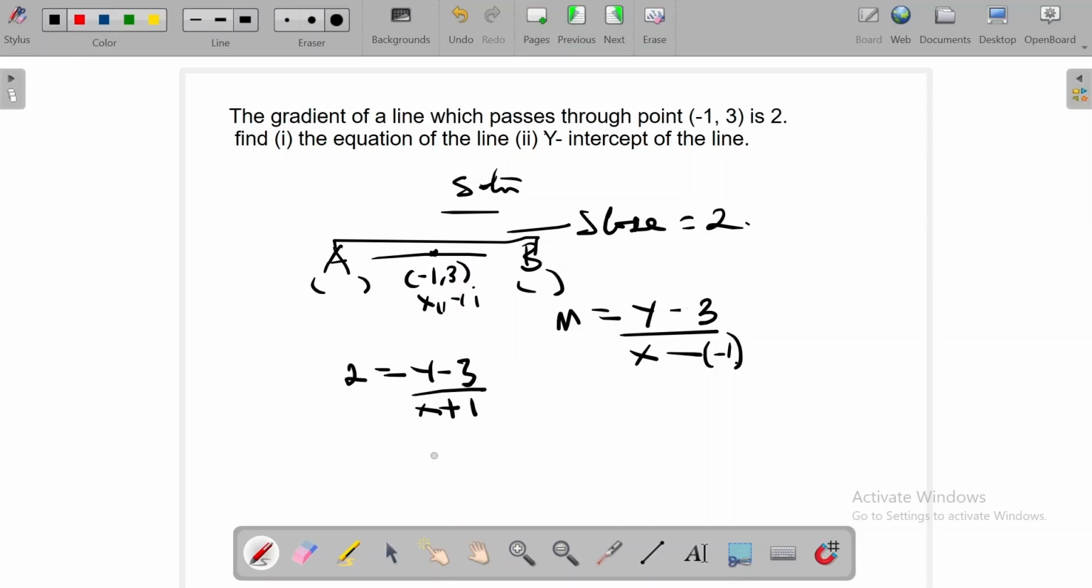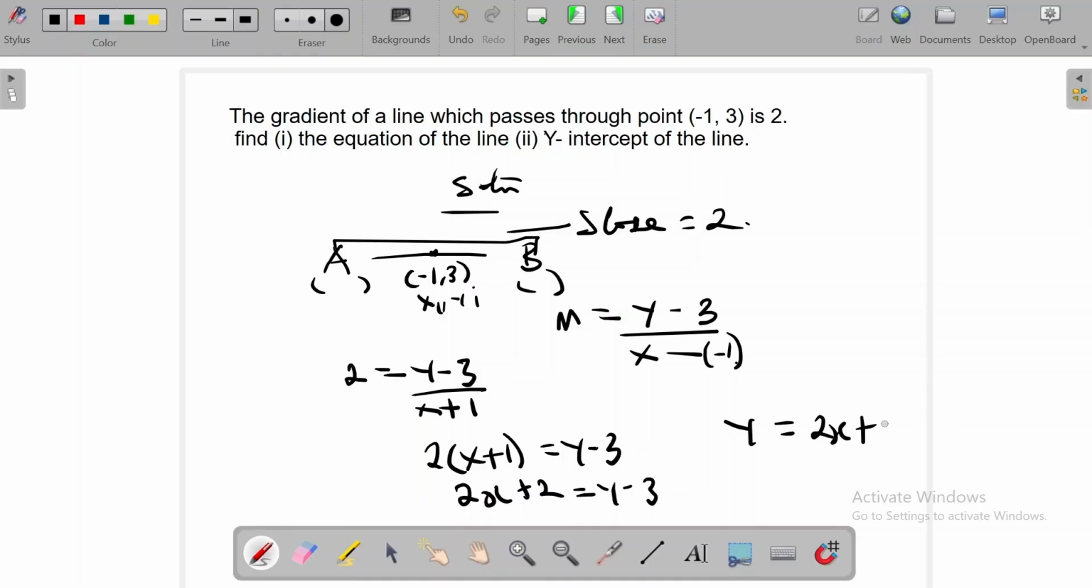So if you were to cross multiply to make y the subject of the formula, you're going to get 2 into bracket x plus 1 is equal to y minus 3, which becomes 2x plus 2 is equal to y minus 3. So this can be written as y is equal to 2x plus 2 plus 3. So this becomes y is equal to 2x plus 5. So you can see this gives you the equation of the line.